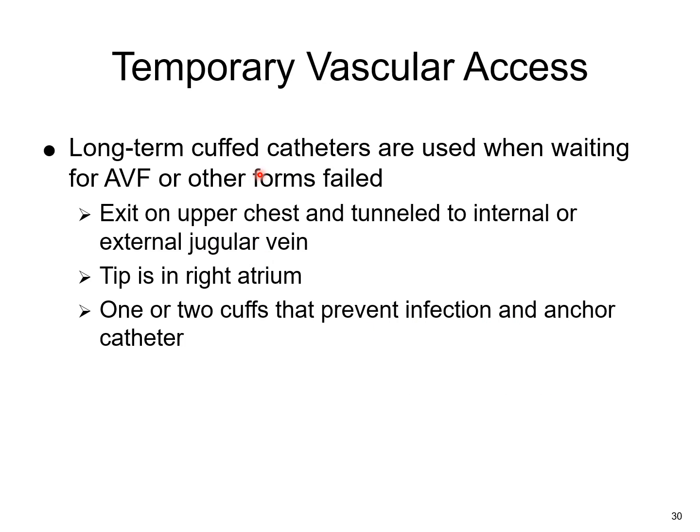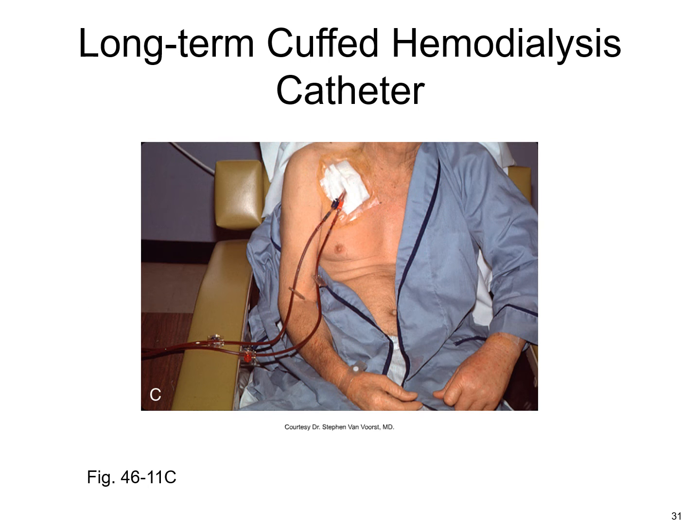Long-term cuffed catheters are used when waiting for AVF or when other forms have failed. Remember, we do not like using catheters at all. We only use them if we have no other option. For these types, they'll use the upper chest and tunnel to the internal or external jugular vein. The tip is in the right atrium. One or two cuffs prevent infection and anchor the catheters. All right, same thing that I was just talking about. Here's an example of this one. So, subclavian.